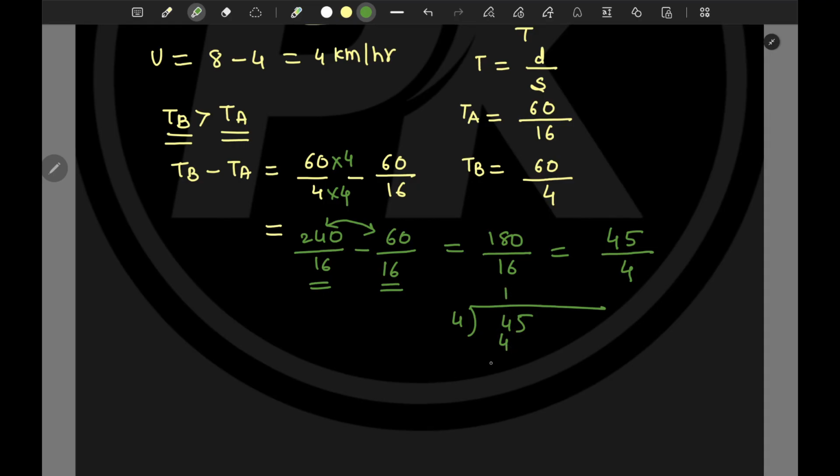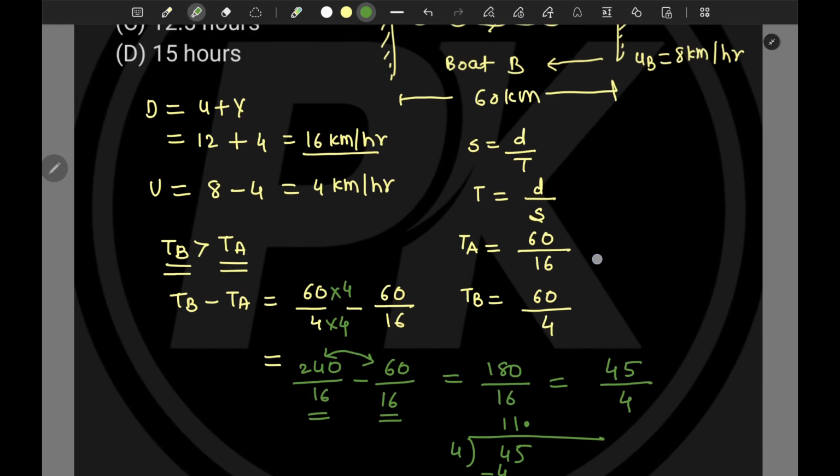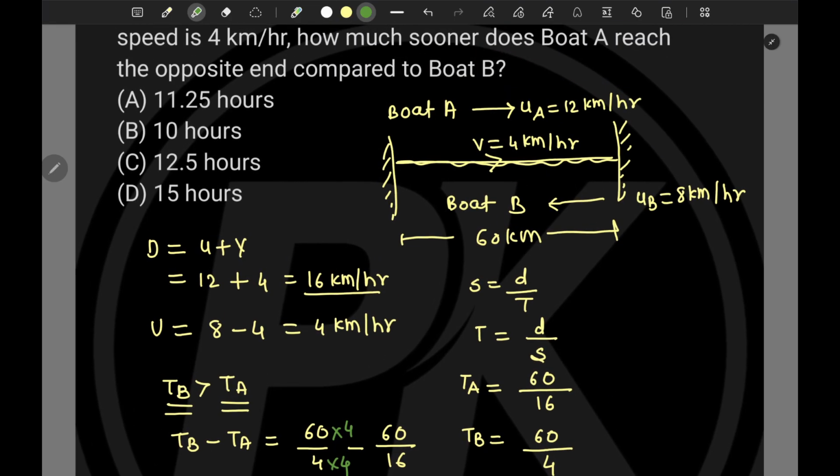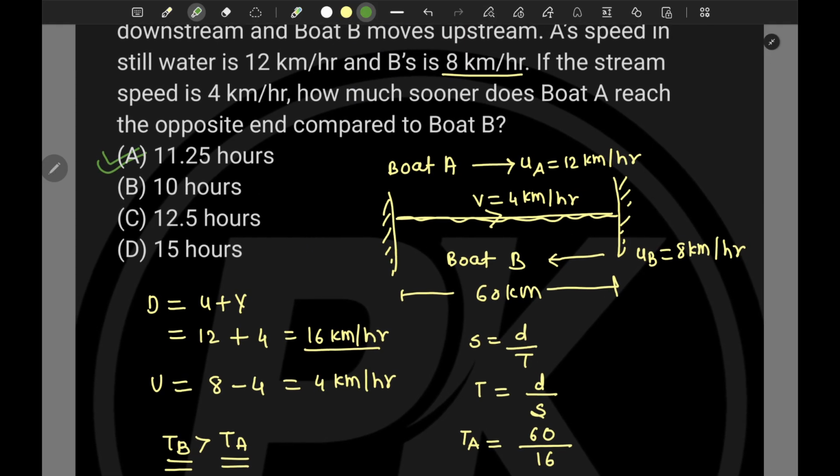So 4 ones are 4. Here it is 0. I am taking down 5. 4 ones are again 4. So the remaining will be 1. So it is 11 point something. Let's see if there is an answer nearby, this 11 point something. And we can see option A. And hence the answer is 11.25 hours.